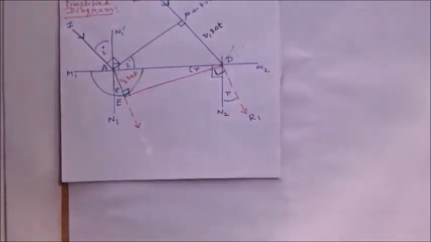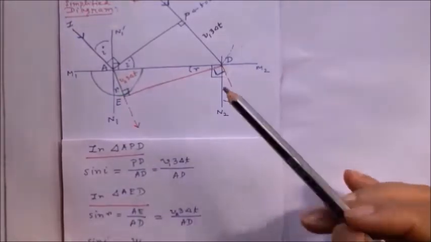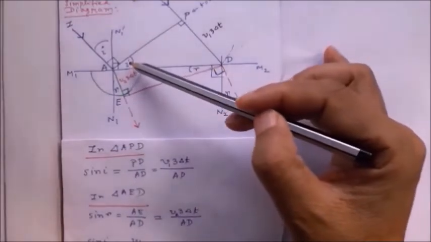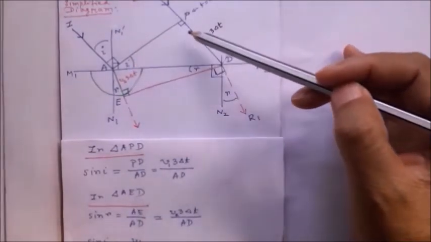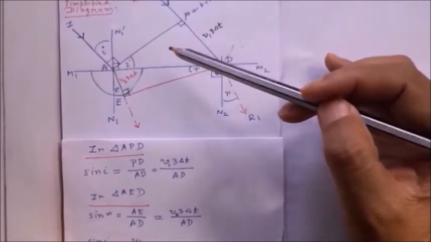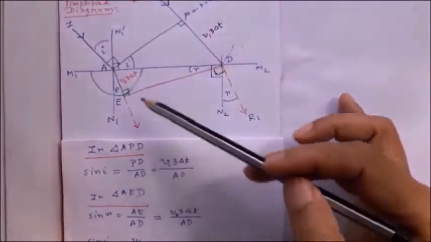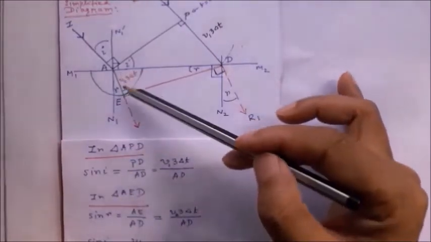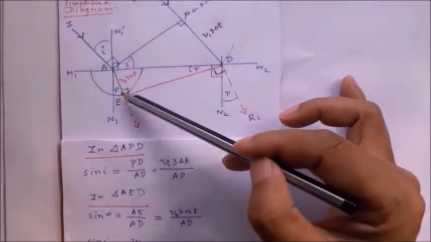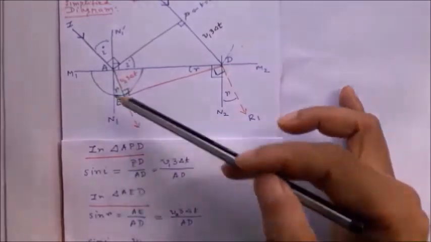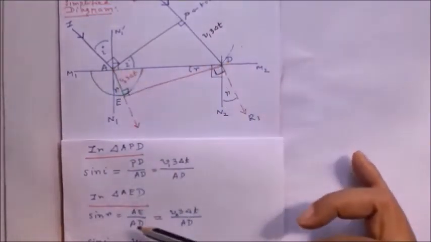Now let us try to find the value of sine of i. Sine is perpendicular by hypotenuse, so sine of i is PD by AD, and sine of r is perpendicular, that is AE, divided by hypotenuse, that is AD.